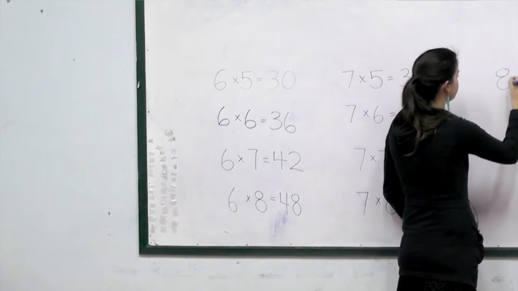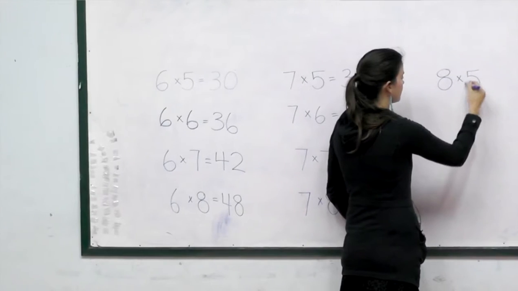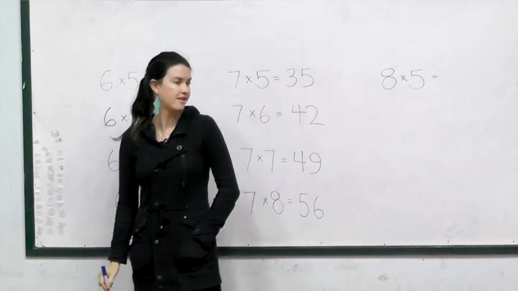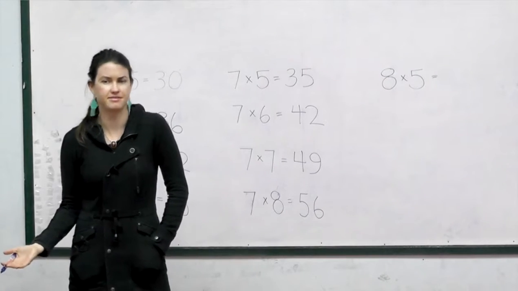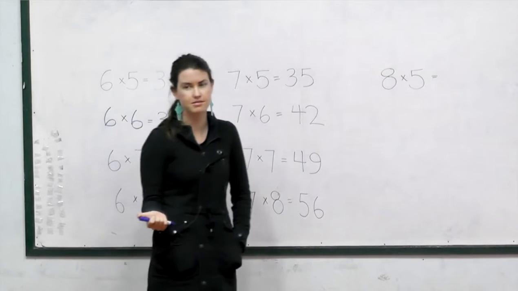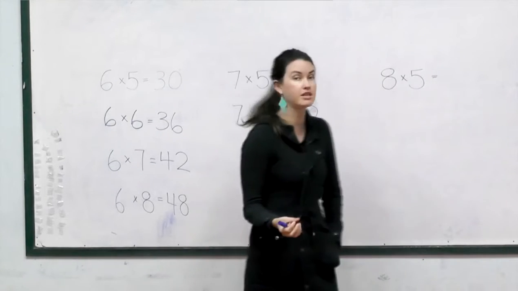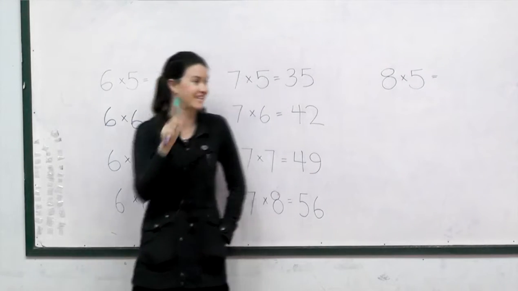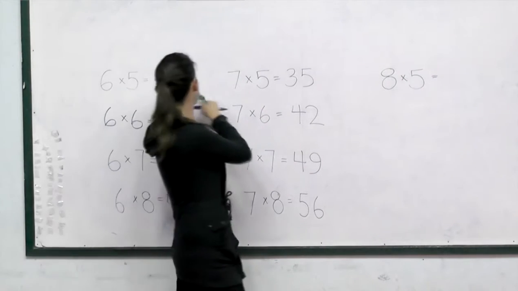8 times 5. Is it going to end in a 6? No. Is there going to be a 4 in the ones place? No. Nope, we only have a 0 or a 5 in our ones place. 1, 2, 3. 40. Yeah, we see a little pattern here.